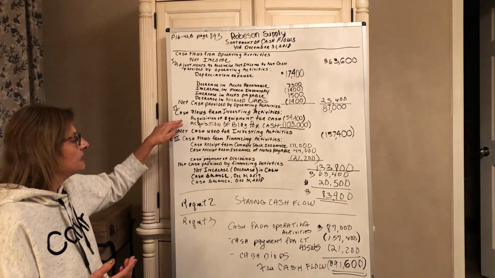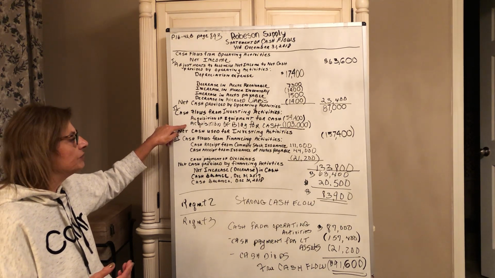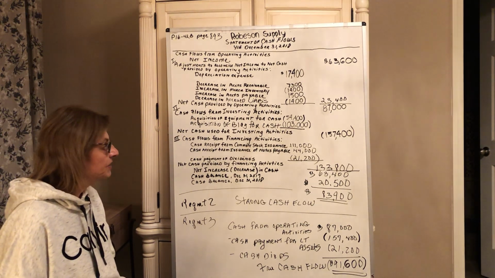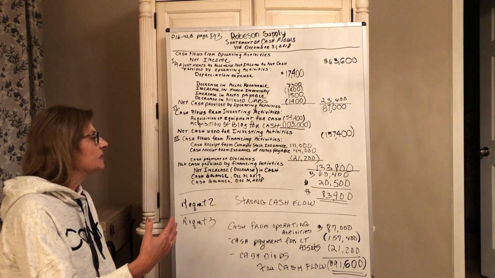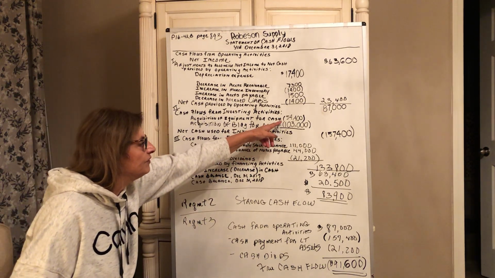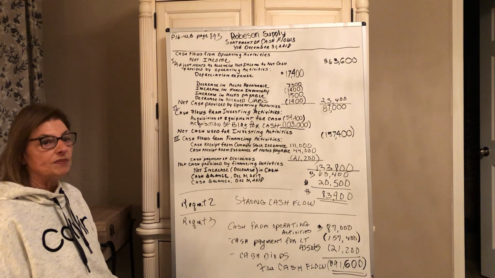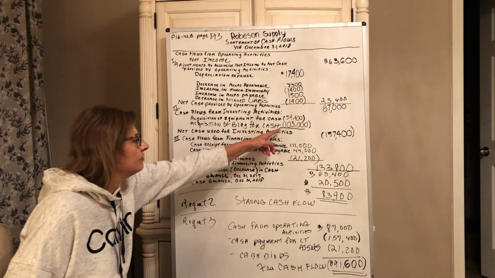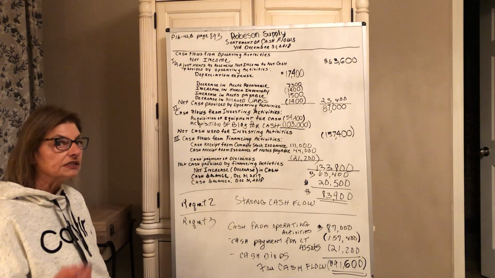So now we're going to move on to investing, where we didn't actually sell anything. We purchased equipment for cash and we purchased a building for cash. So that caused cash to be paid out. So we have our $54,400. We paid for the equipment and $103,000 for the building, all in cash.